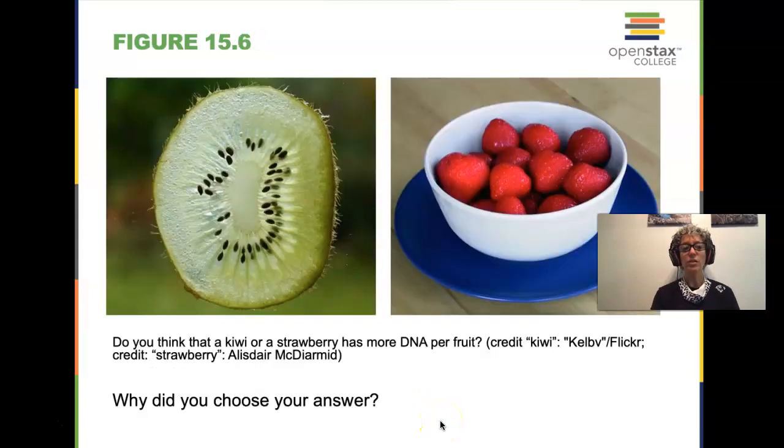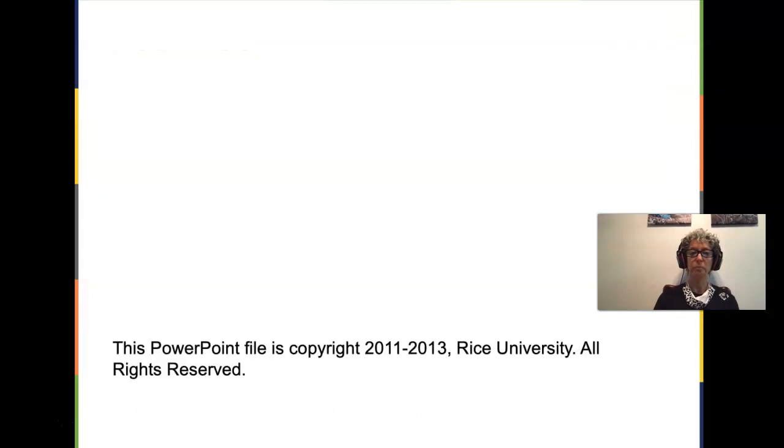And I end here with the kiwi and a strawberry. Which do you think has more DNA per fruit? Because we're doing that DNA extraction from strawberries or kiwis or whatever other fruit you could find in your kitchen this week. And so you could think about, well, where is the DNA going to be in a fruit? And that would lead you to the correct answer as to which of these has more DNA per each fruit.